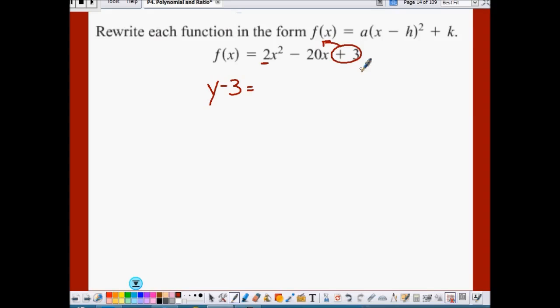If there's a number in front of x squared, whatever the number is, factor it out. Even if this was a 3, factor it out. And we know we're going to have to think a little bit about what 3 multiplies by to give me 20, but we can do that. Well, we have 2 times parentheses, x squared minus 10x.